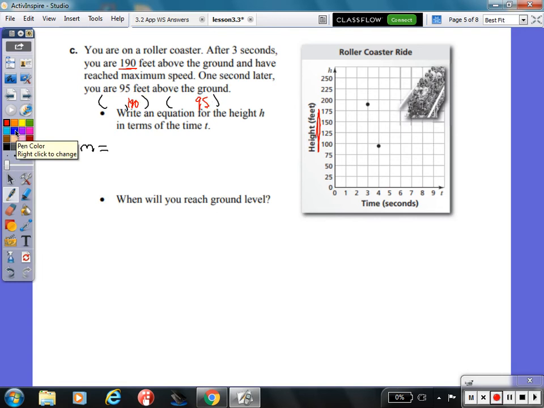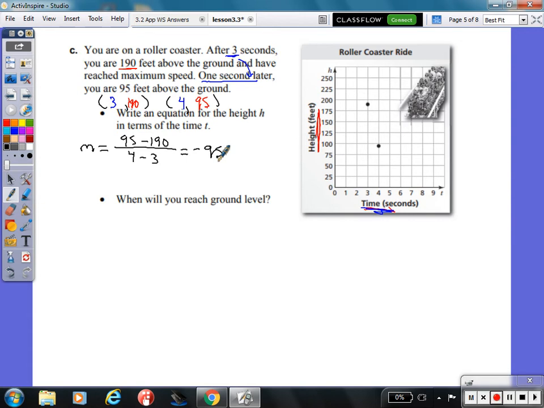And then our time is on the x-axis. Well, 3 seconds, we're at 190. Here it says 1 second later. Well, it's 1 second after the 3 seconds, so that would be 4. So to find our slope, we do y2 minus y1 over x2 minus x1. If we subtract there, we have 190 minus 95, which is 95. Negative 95 over 1, or just negative 95.